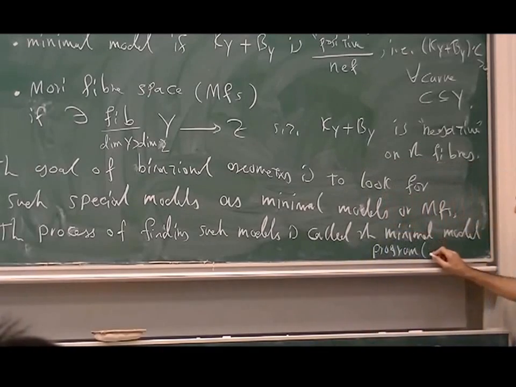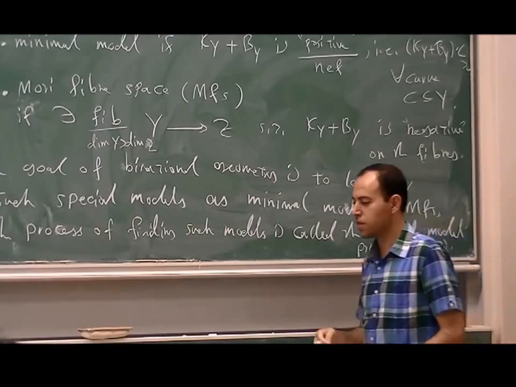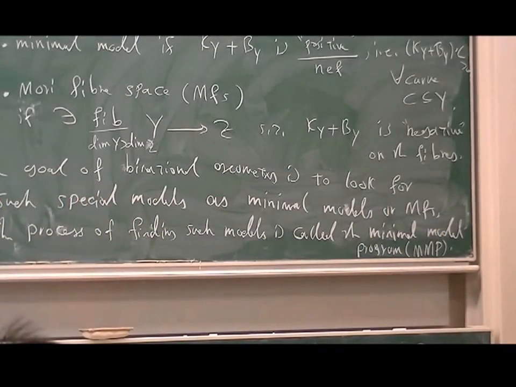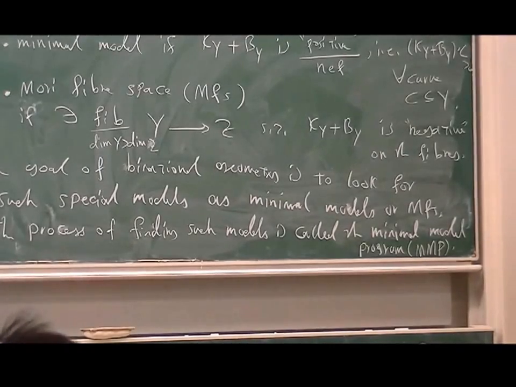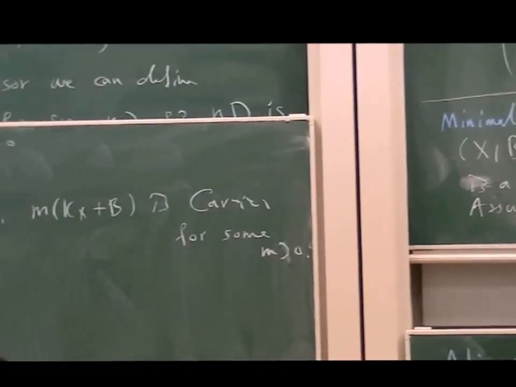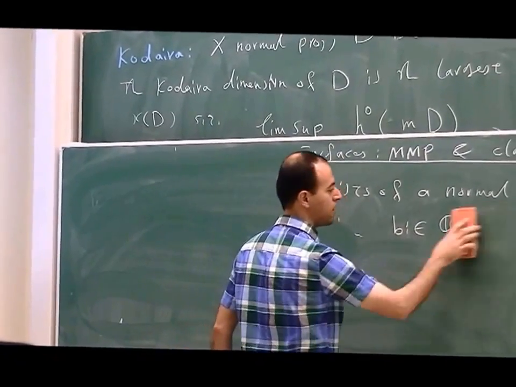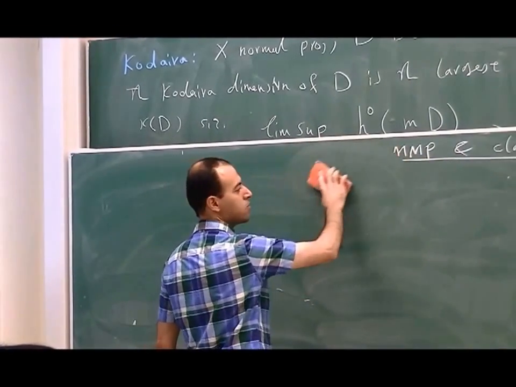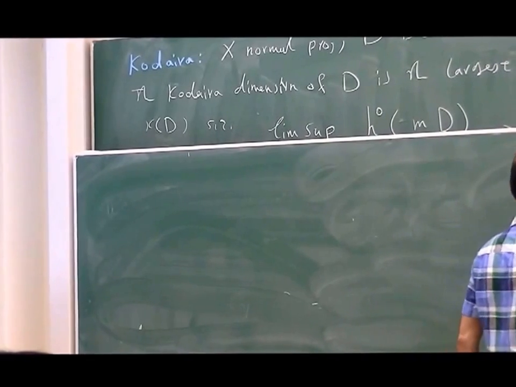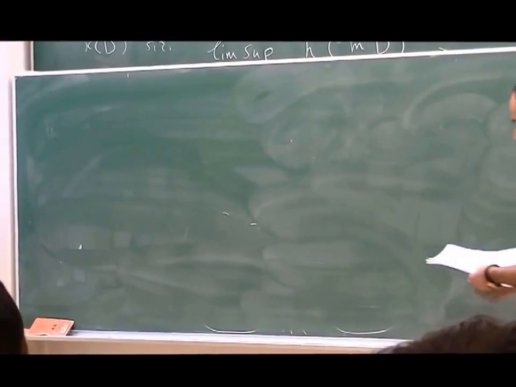And usually we write it as MMP, just minimal model program. So in other words, there is some kind of a program, an algorithm, which tells you how, starting from (X, B), to find this (Y, B_Y). In the case of surfaces, I will actually tell you how to do it. In dimension 1, as I said, it's not so interesting because (Y, B_Y) is just equal to (X, B), so there is nothing so interesting to say.